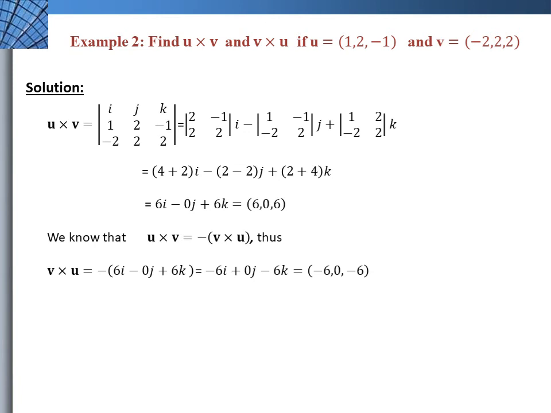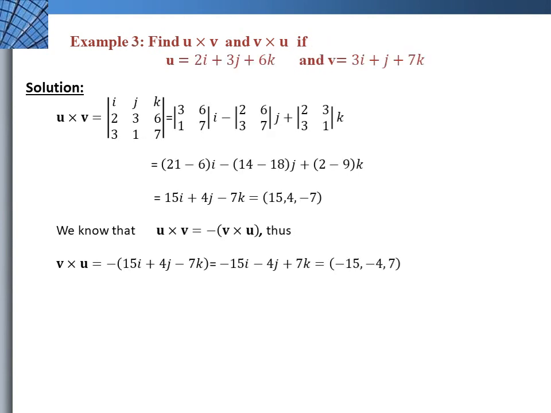And we know how to find our V cross U. V cross U is minus of U cross V. So we know this rule, V cross U equals minus of U cross V. So we write minus of 6i minus 0j plus 6k. Take this minus and multiply with each term. So we get minus 6i plus 0j minus 6k. So we write minus 6, 0, minus 6. This is the way to find V cross U.